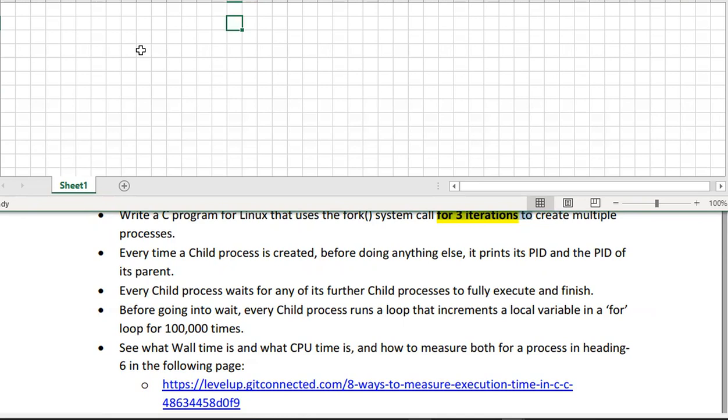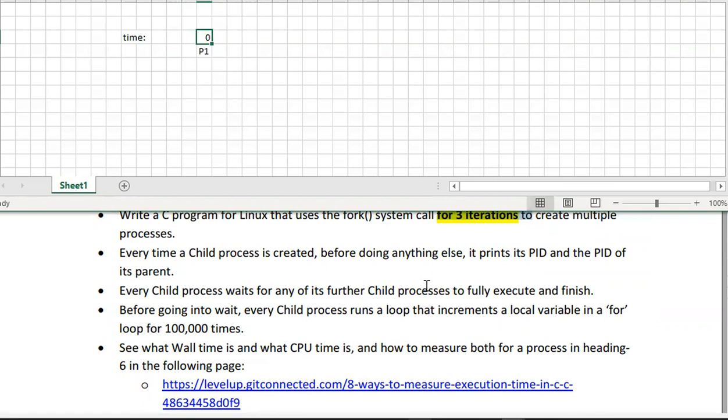So for example, the first parent process started at, for example, 0. I'm using seconds for the time, right? So it started at 0, and the name of the parent process, let's call it P1.